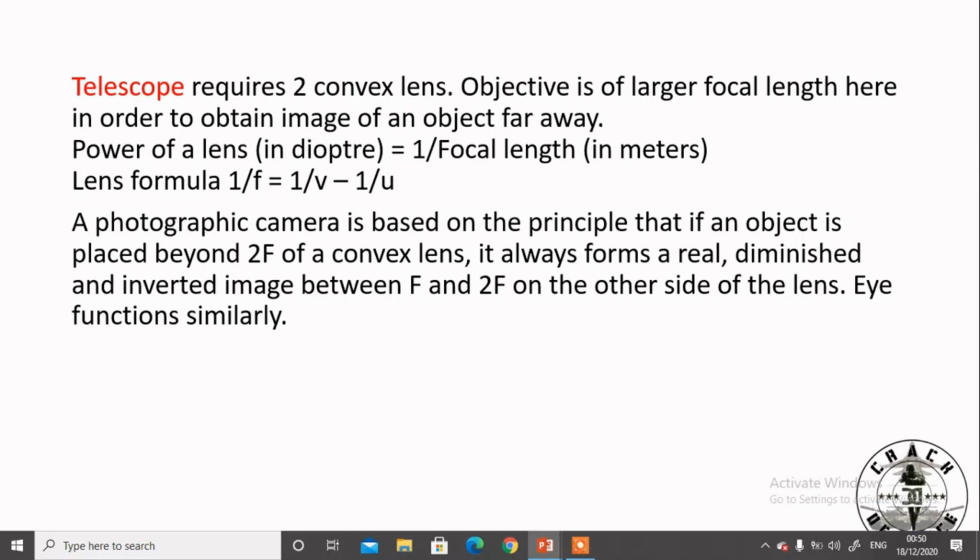u. The photographic camera is based on the principle that if an object is placed beyond 2f of a convex lens, it always forms a real, diminished and inverted image between f and 2f on the other side of the lens. The eye usually functions on the same phenomenon.